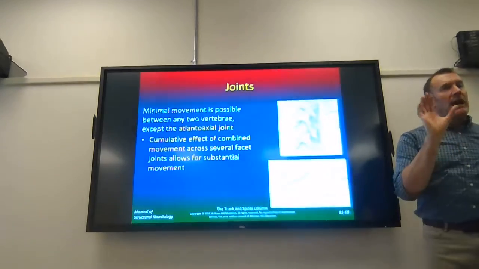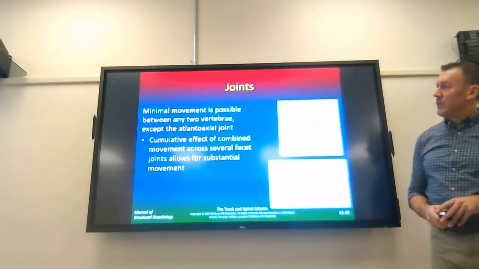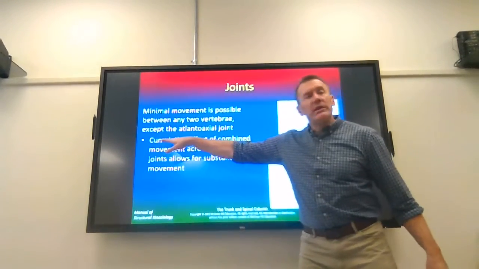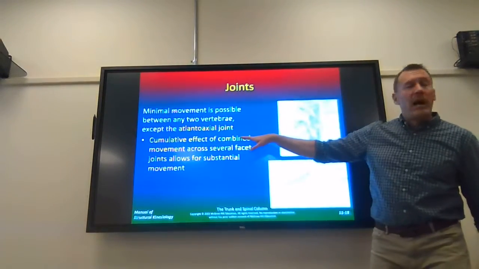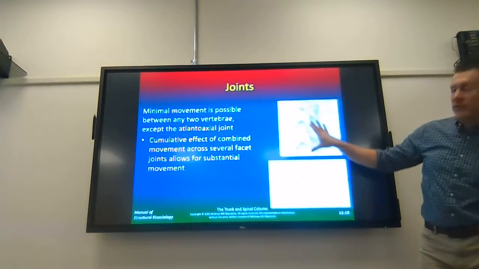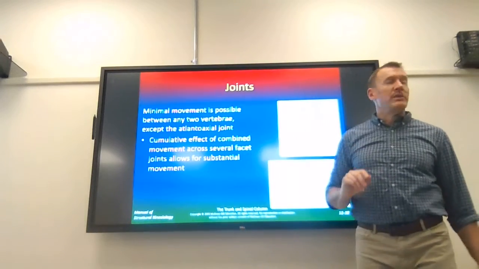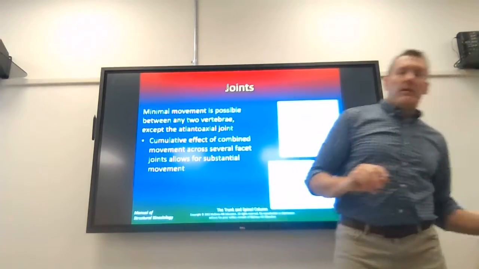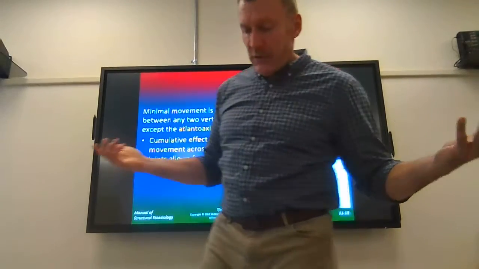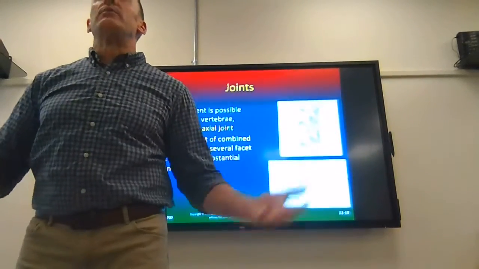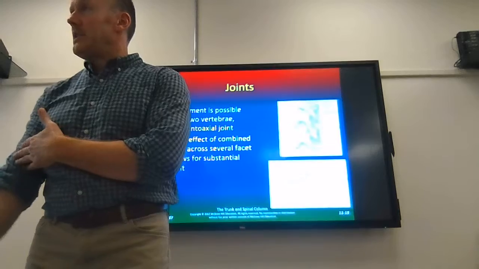So that's where you have all the movement taking place. It's the cumulative effect of combined movement across several of these facets that enables substantial movement to occur. So it's different than other joints like the shoulder or the elbow or the knee, where it's just one joint.